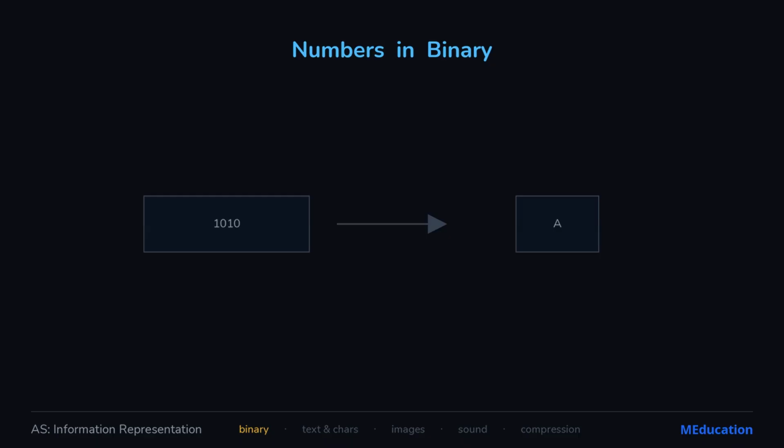Binary strings get incredibly long for us to read. So programmers use hexadecimal, base 16, to shrink every 4 bits down into a single symbol. This makes it much easier for humans to spot errors in memory addresses.